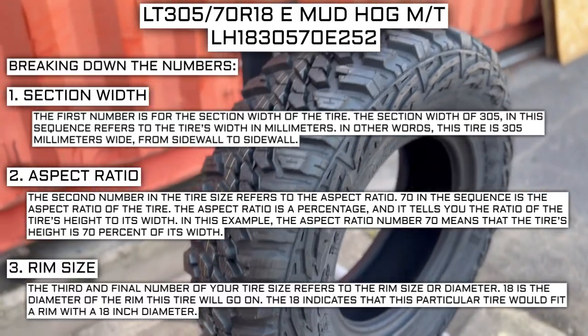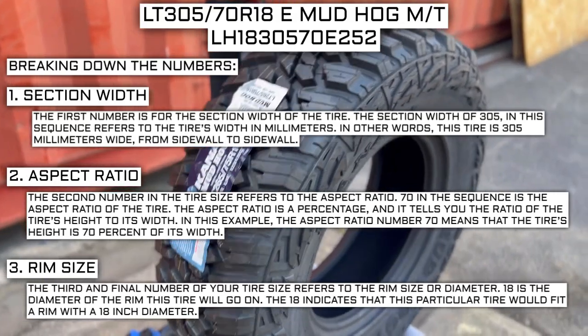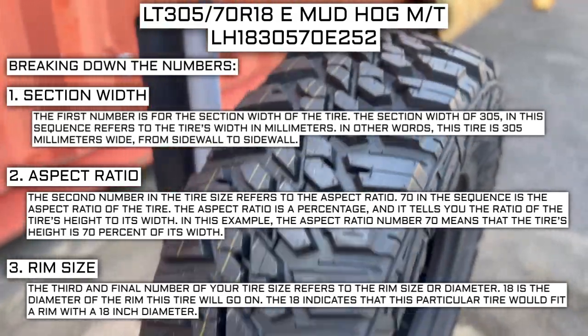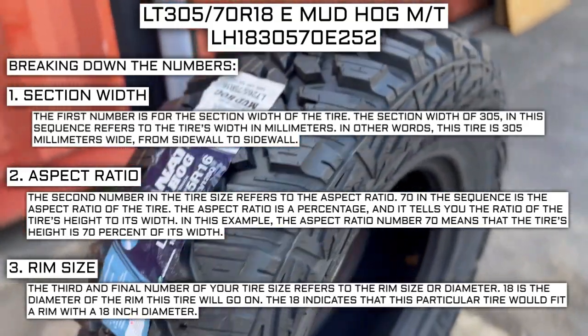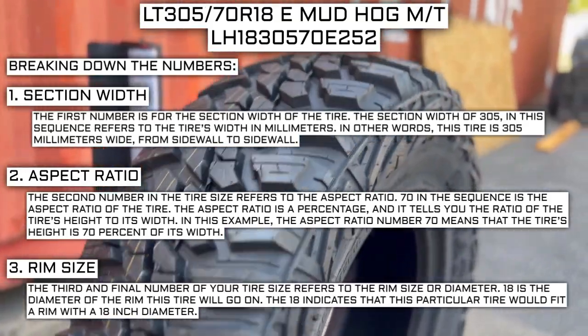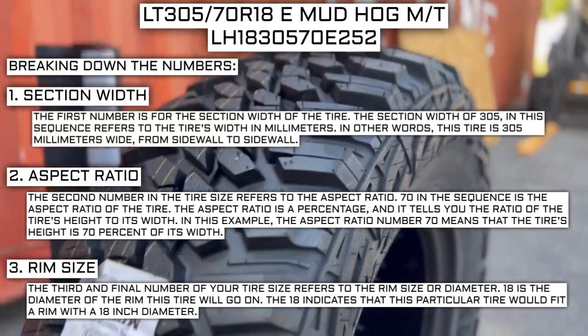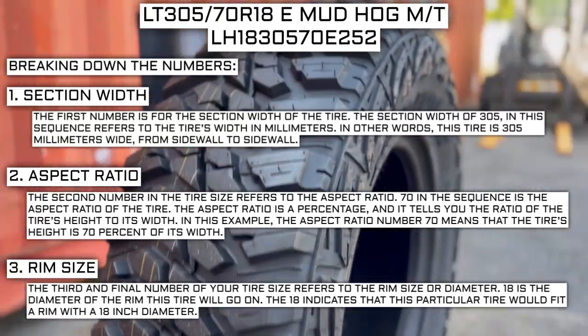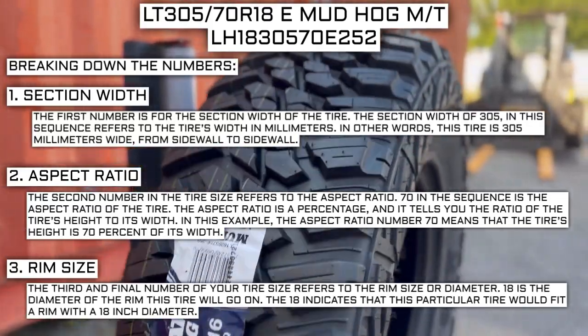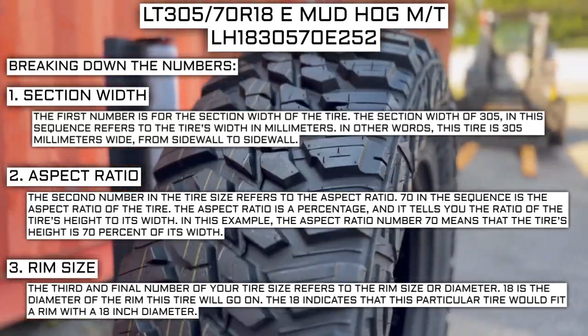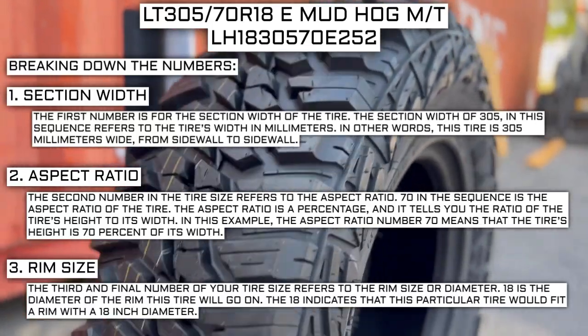The third and final number of your tire size refers to the rim size or diameter. 18 is the diameter of the rim this tire will go on. The rim size of 18 in this scenario indicates that this particular tire would fit a rim with an 18-inch diameter. Keep in mind, this number is not negotiable. Unlike the first two numbers, you can't upsize or downsize this part. The only time this number will be different is if you are actually changing the size of your rim.